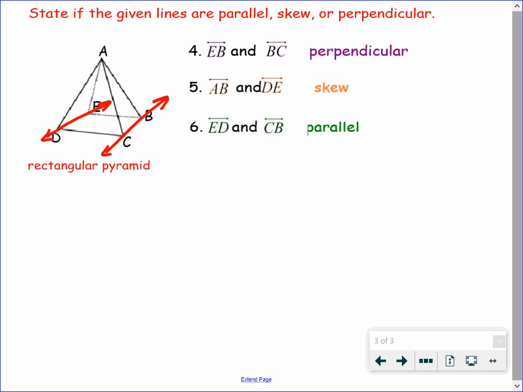And if you noticed, number 4's letters were purple, 5's were orange, and 6 were green, which were the color coding that I did at the initial of the note. So that was kind of a clue, but you might not have noticed that.